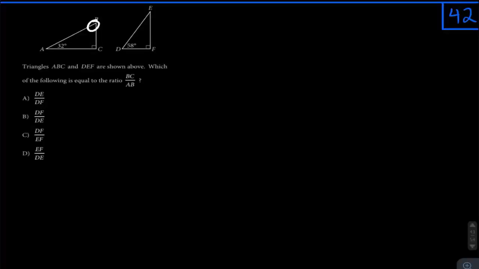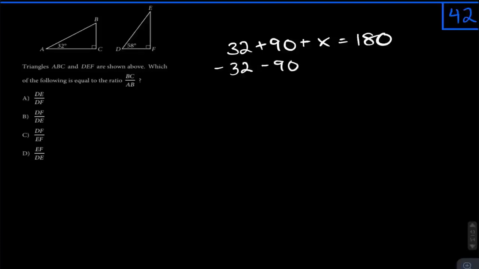We can find that other angle of these triangles. Here, in this triangle over here, we know that 32 plus 90 plus whatever that other angle is going to equal 180. And so we can subtract 32, subtract 90 here. You could add them together, right?